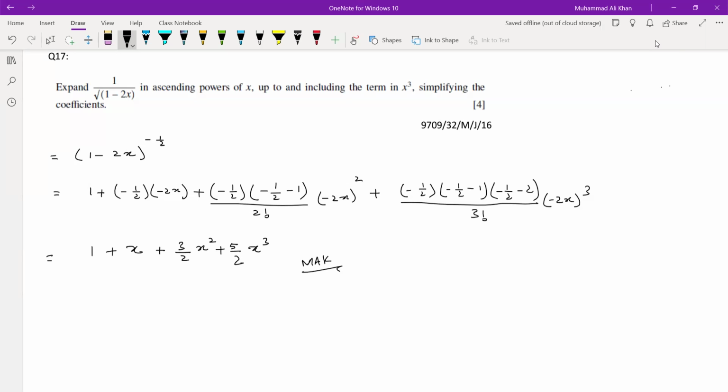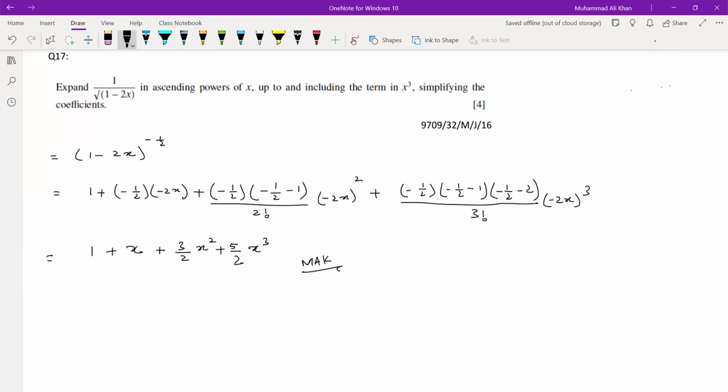It's a question of 4 marks. You guys have to do it in 6 minutes. And it's a very simple question. I think we can do it in maximum 4 minutes, right?